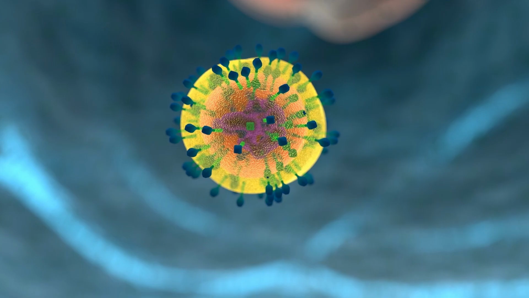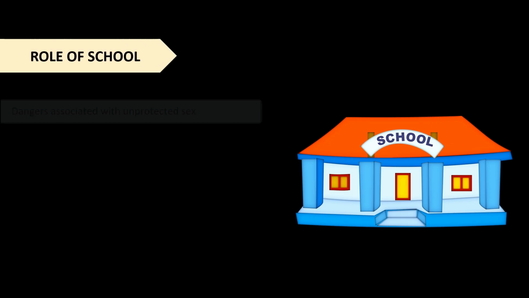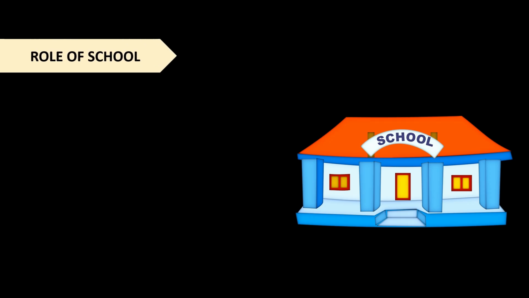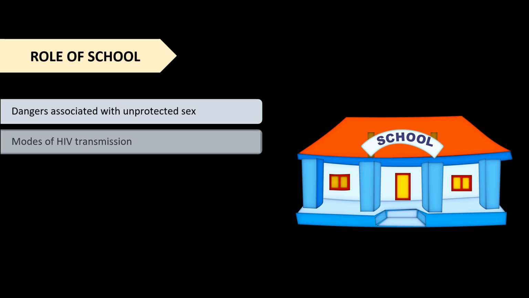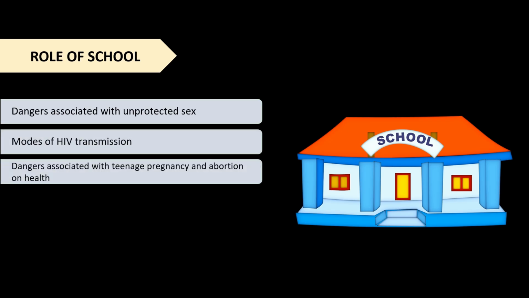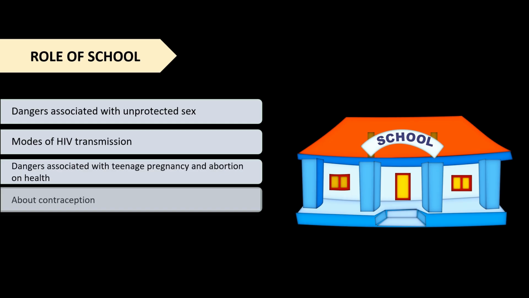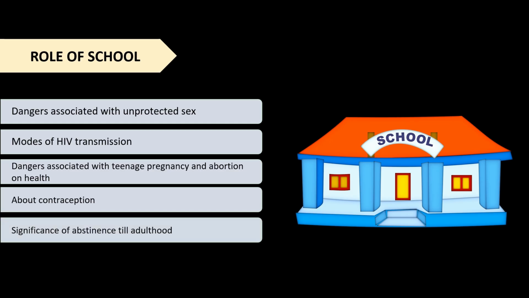should feel scared. And the role of the school is that we must hold discussions on a regular basis. There are dangers associated with unprotected sex and how HIV virus spreads, and the dangers associated with teenage pregnancy and abortion, and the risks it causes to health, and we should also inform them about contraception and significance of abstinence till adulthood. They should abstain from such behavior till they gain adulthood, because as adolescents they are still children, and therefore certain behaviors are not at all appropriate for children.